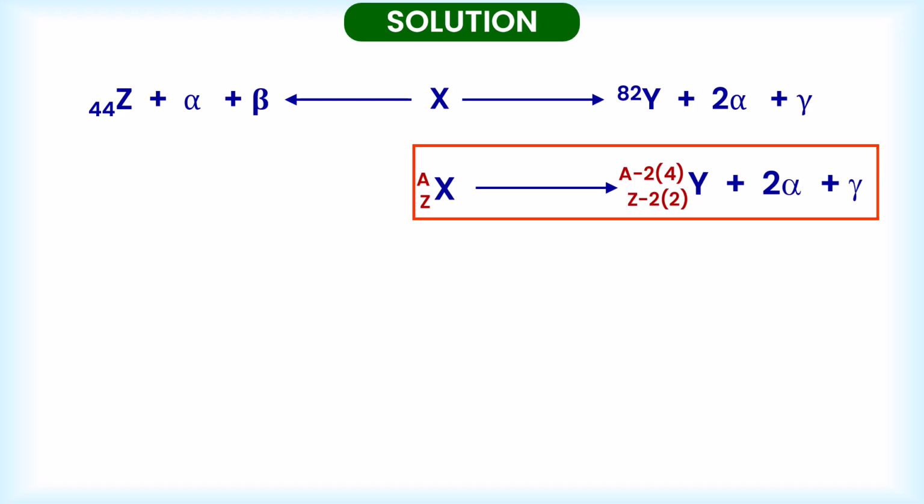When 2 alpha particles are emitted, the mass number decreases by 2 into 4, that is equal to 8. Therefore, the mass number of Y is written as A minus 2 into 4, or simply A minus 8. We know that the mass number of Y is equal to 82. Therefore, we can write A minus 8 is equal to 82. From this, we get A is equal to 90.